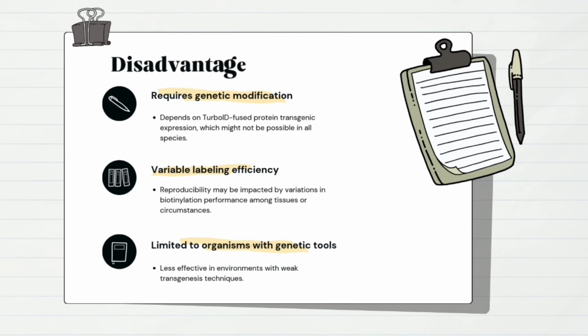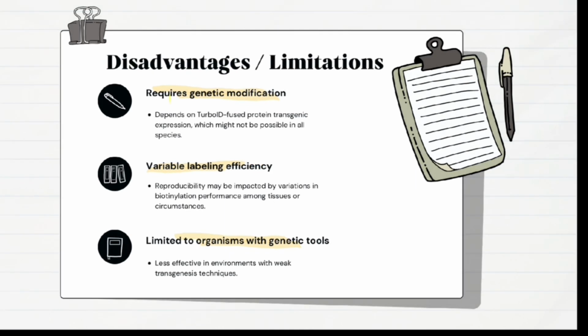As for the disadvantages, MACSPI requires genetic modification. It depends on TurboID fused protein transgenic expression, which might not be possible in all species. Other than that, it has variable labeling efficiency. The reproducibility may be impacted by variation in biotinylation performance among tissues or circumstances. Lastly, it is limited to organisms with genetic tools. This is because it is less effective in environments with weak transgenesis techniques.